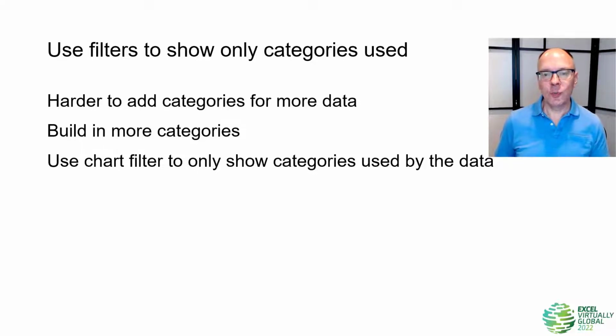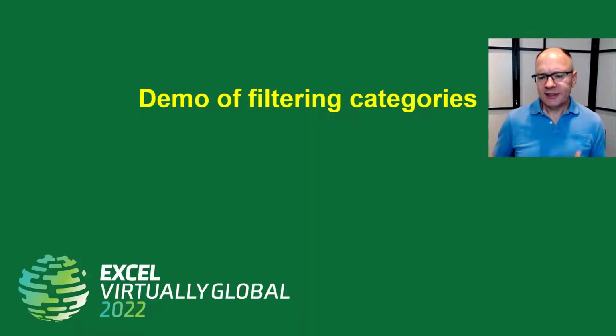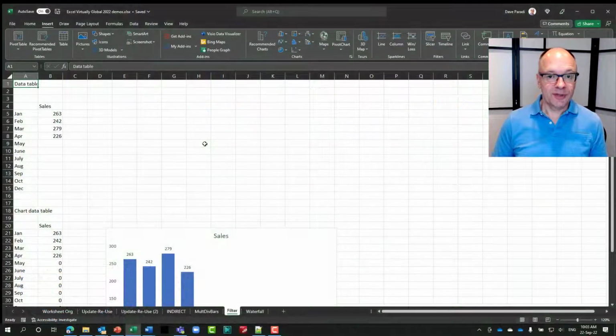The chart filter skill is one that I find a lot of people don't know about or don't use as well as they could. What this does is it allows you to tell Excel, hey, only use these categories for the chart, and then the chart automatically updates and adjusts. Let's take a look at how this works for a simple example of a column chart. Here's our simple example, and in this example, let's say we are showing monthly sales.